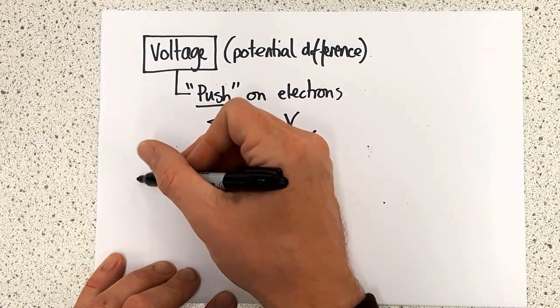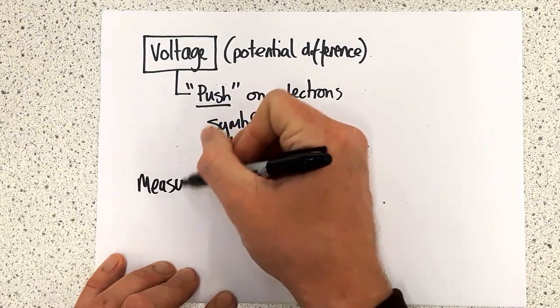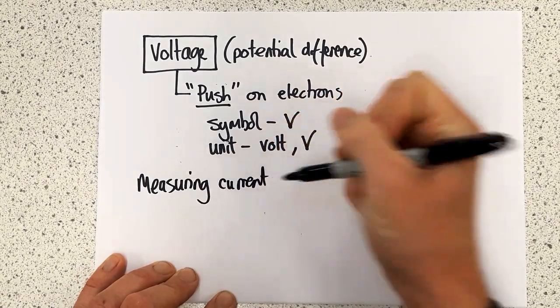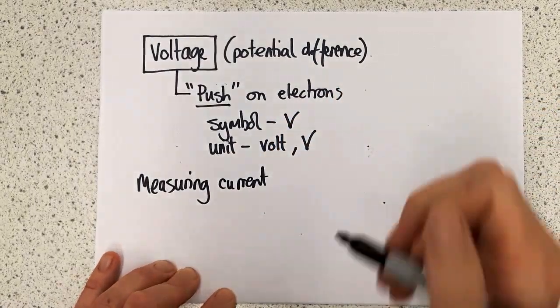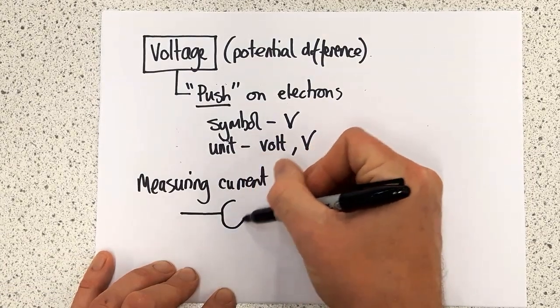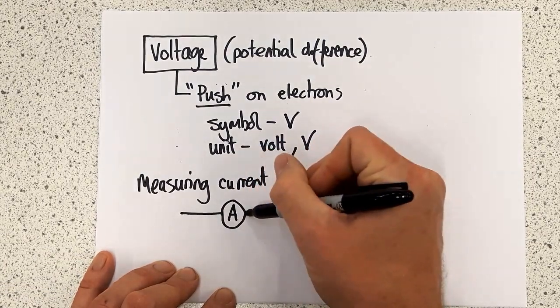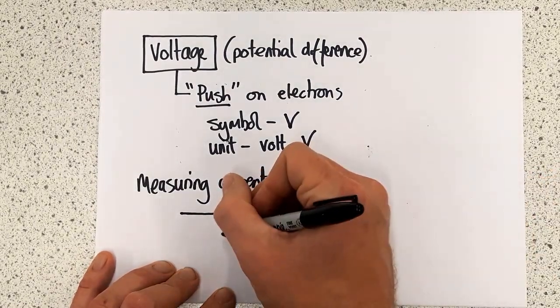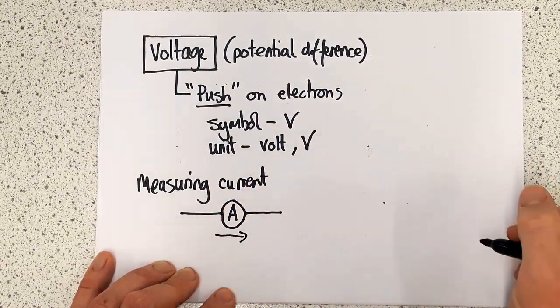Now, for measuring current, we don't want to affect that current too much, but we have to measure the flow, so we use something that's in the main part of the circuit, and that's called an ammeter. And the ammeter effectively measures the charge passing through it.